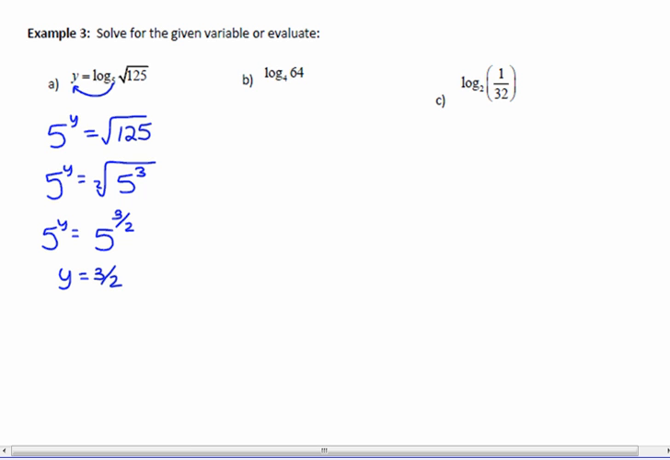Okay, let's try this guy. So we're going to make this equal to y. So change it to exponential form.